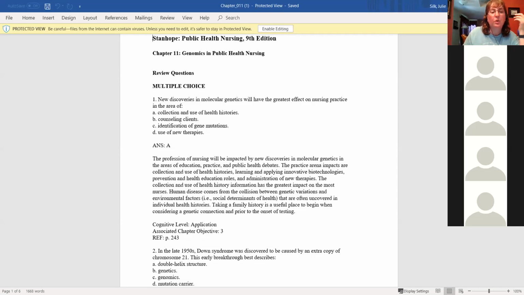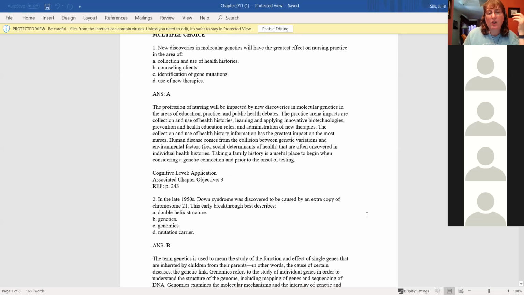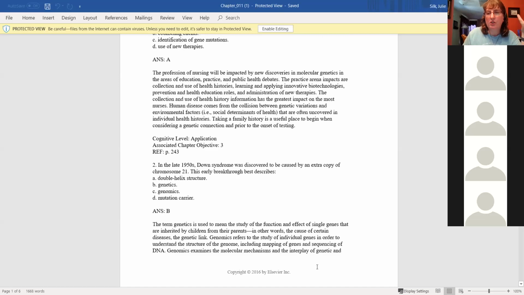So this answer would be B, genetics. So remember when we talk about chromosomes and all of that, that is going to talk about the gene that carries certain things. So the term genetics means the study and function of effect of single genes that are inherited by children from their parents. So genomics refers to the study of individual genes in order to understand the structure of the genome.